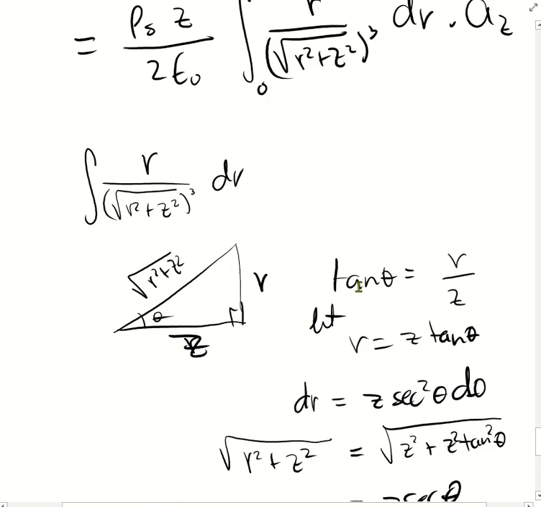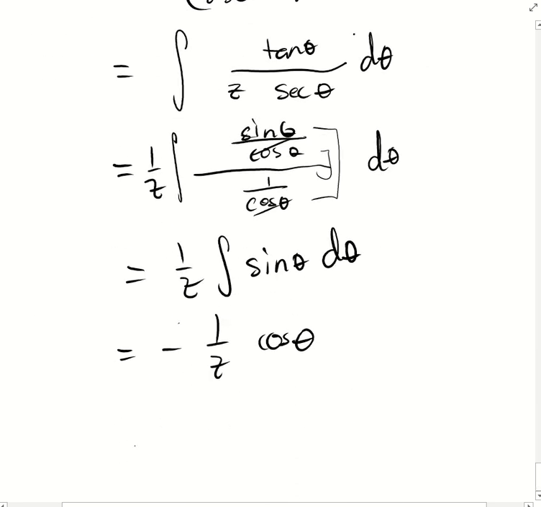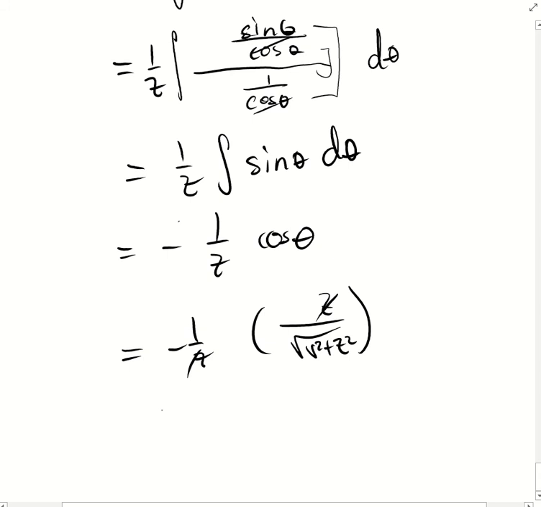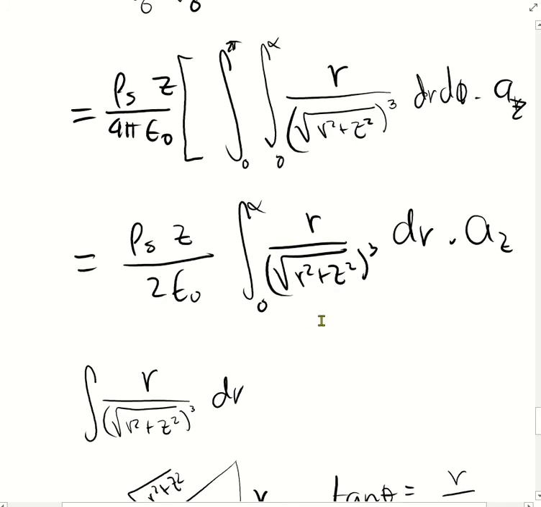So what is cosine theta? We go back to our triangle. Cosine theta, adjacent side. What is the adjacent side? That is z, all over the hypotenuse, square root of r squared plus z squared. So you substitute here, this will be 1 over z times z all over the square root of r squared plus z squared. We can cancel out that z. So the integral now will be equal to negative 1 all over the square root of r squared plus z squared. That is our integral, but we need it from 0 to infinity.